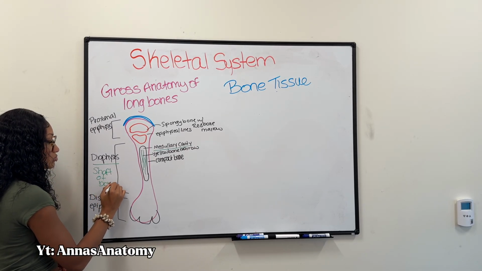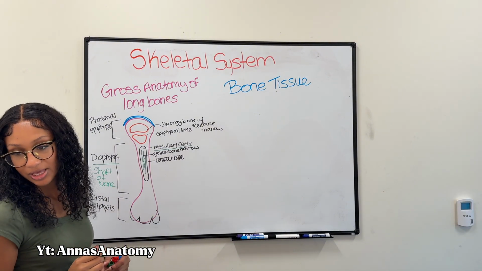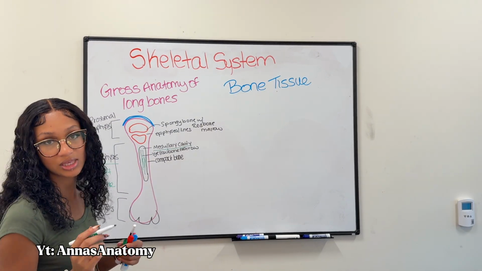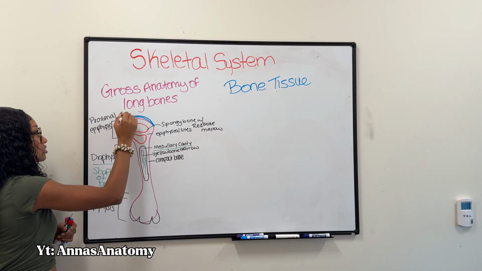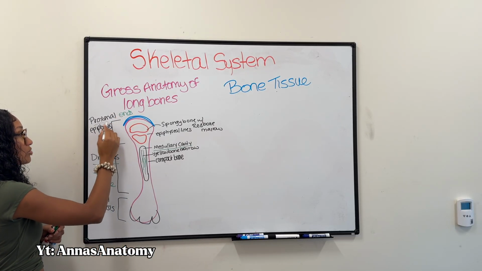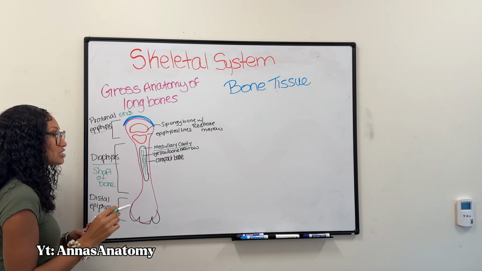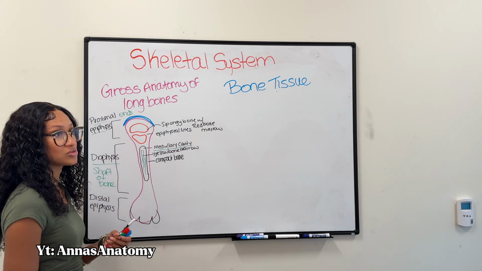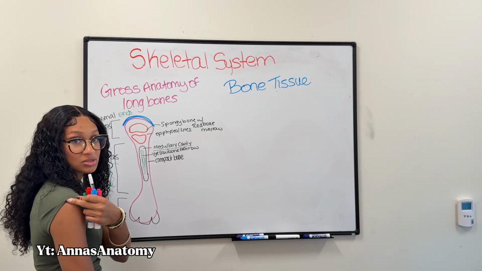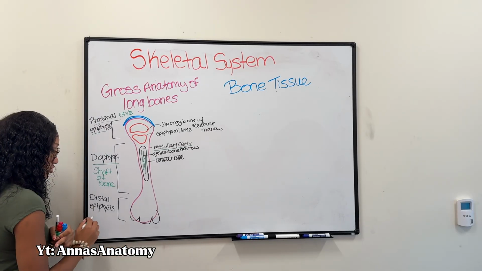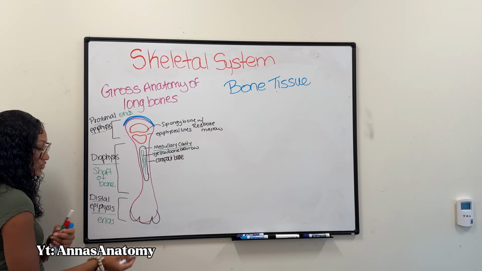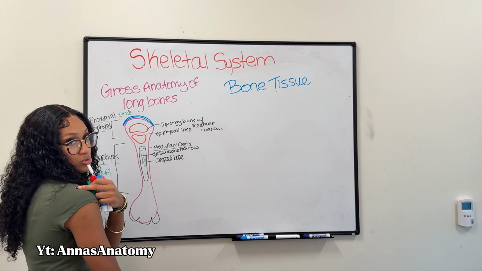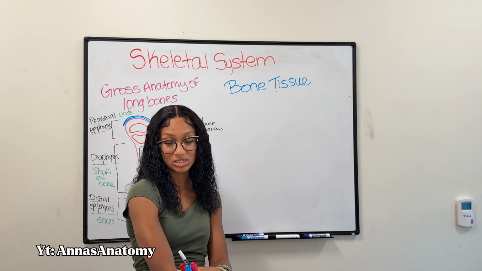Now we have the epiphysis, which is the ends. We have proximal epiphysis, which obviously proximal means closer to the body, and then we have distal epiphysis, which is the lower end, away from the body. So this would be proximal epiphysis, and this would be distal epiphysis.